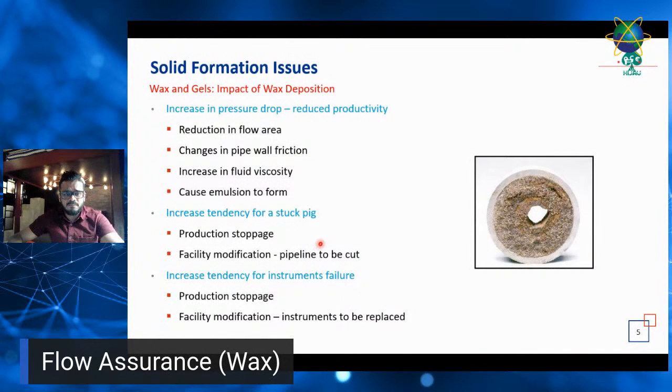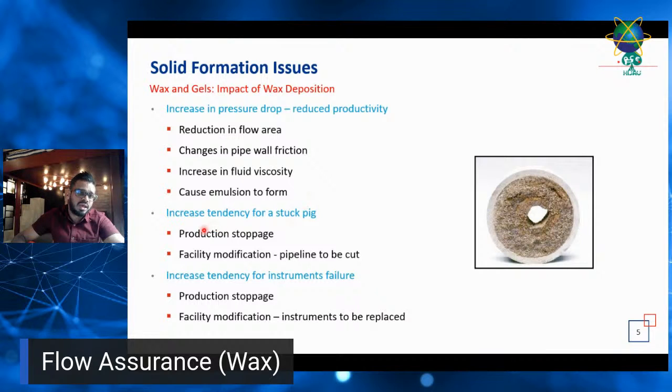So let's look at how wax can increase the pressure drop across your flow line. Since it reduces the flow area, it changes the pipe wall friction and increases the fluid viscosity, especially when the fluid reaches the WAT. Below WAT, your fluid will behave as a non-Newtonian fluid, where it is highly dependent on shear. This phenomenon or behavior is called shear thinning behavior, and it can cause emulsion to form.